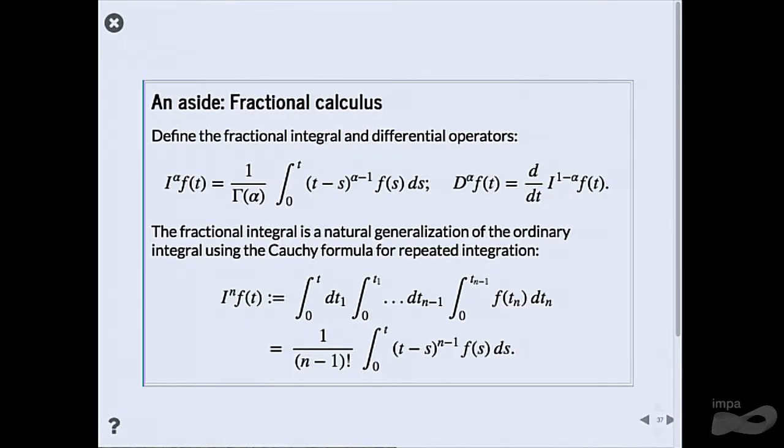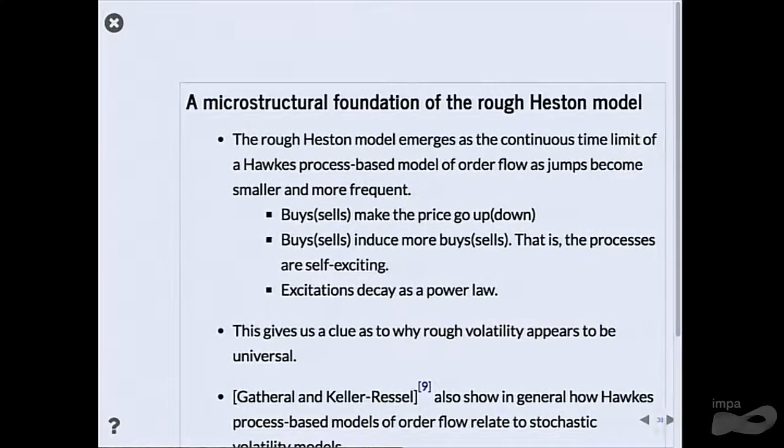And what's the obvious generalization to a non-integral n? You put alpha minus 1 here in place of n minus 1, and this is gamma of n, so you just put gamma of alpha here. This is the natural generalization of integrating n times to non-integral alpha. And then to get the derivative, obviously it's just the inverse of the integral.